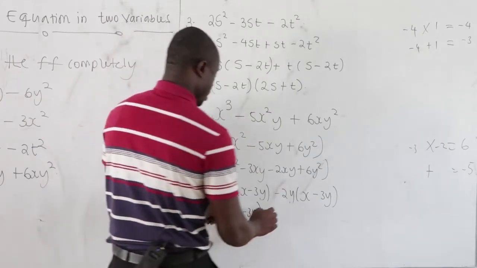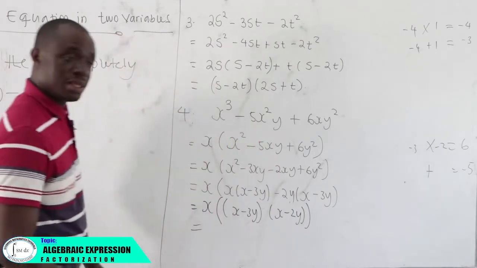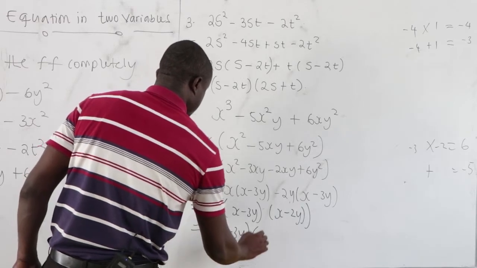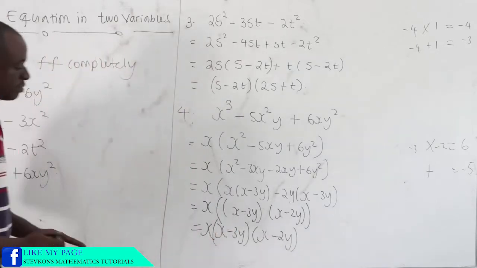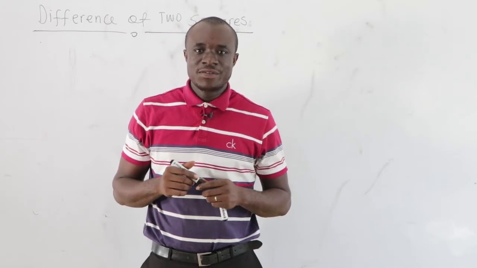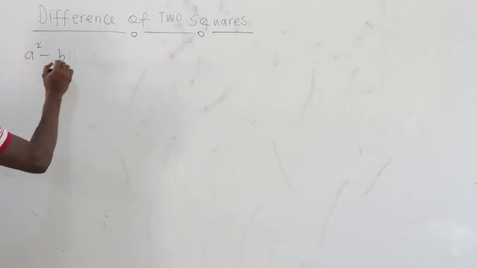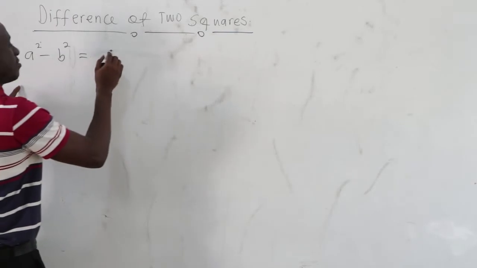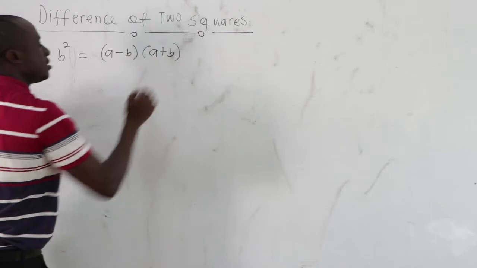And then what do you have here? We have x minus 2y. And we can rewrite this as x minus 3y, x minus 2y, but then there's x here, x multiplying everything. Now we consider difference of two squares. And this is what difference of two squares is. If you have a squared minus b squared, we say this is a difference of two squares. And this is the same as a minus b, and then we have a plus b.